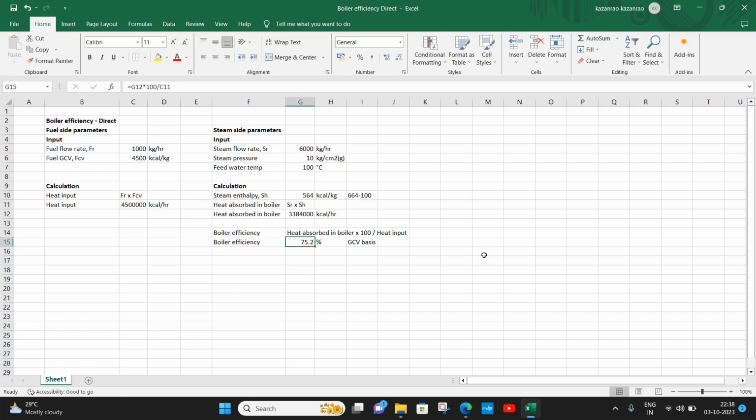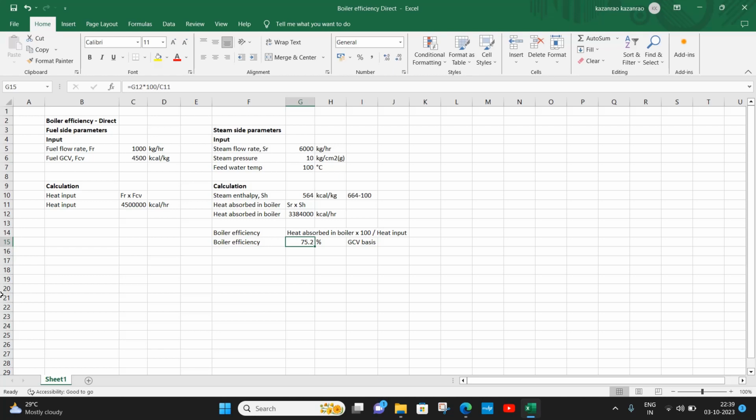Today, let us see the boiler efficiency calculation by direct method. This is one of the simplest ways of calculating the boiler efficiency. The parameters which we need are listed here. The fuel side parameters are fuel flow rate and GCV of fuel, and the steam side parameters are steam flow rate, steam pressure and feed water temperature.